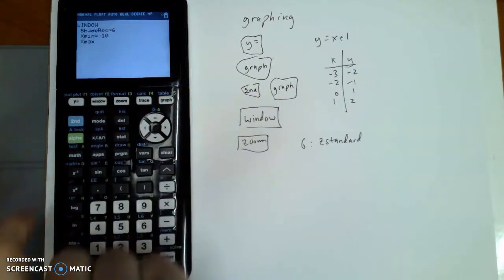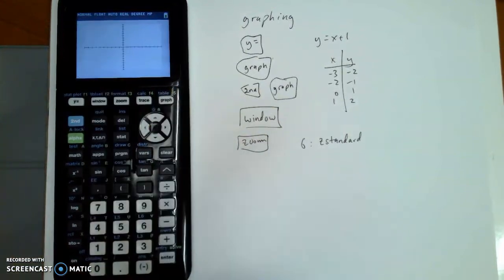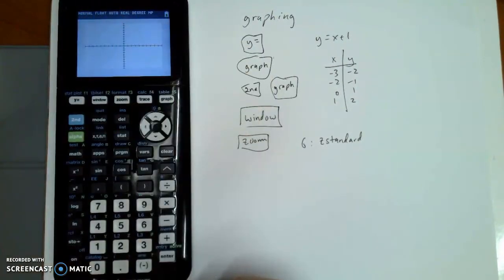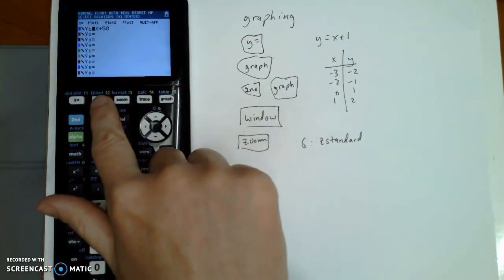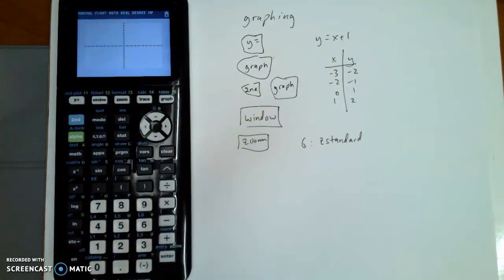I can hit window to double check. I'm back from negative 10 to 10. My scales are 1. My graph has disappeared though. Well, that's because I've got x plus 50. It's so high up I can't see it. So this would be a good example of, because my graph doesn't fit on this window, I might want to go in and change that window to something else. It all depends on what graph we're actually using.